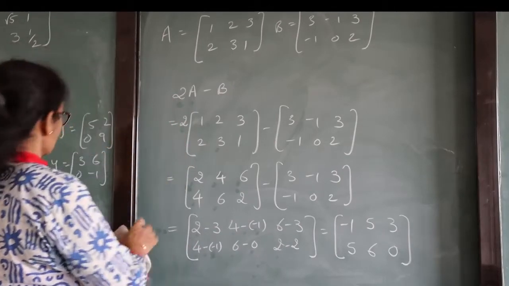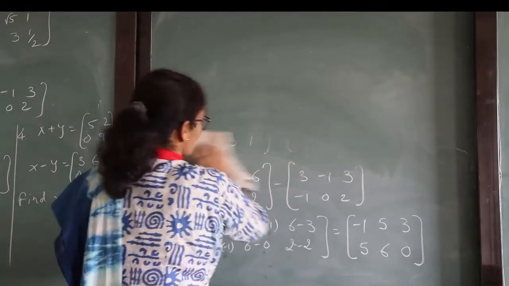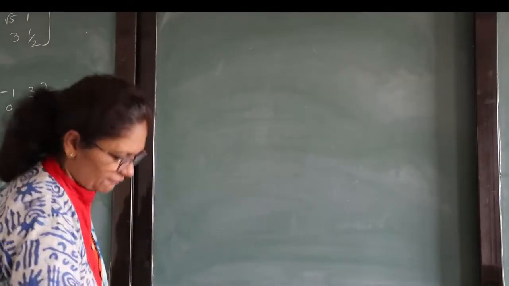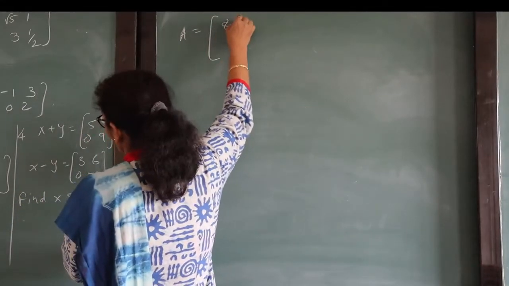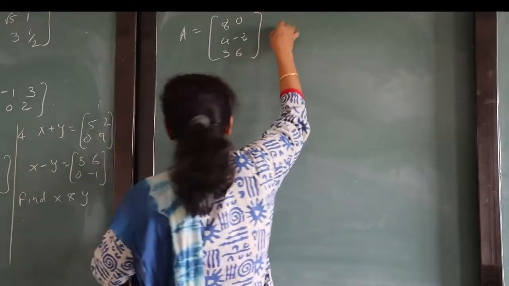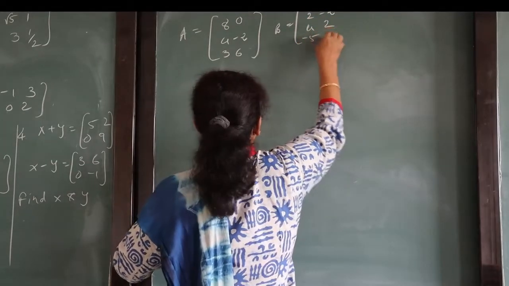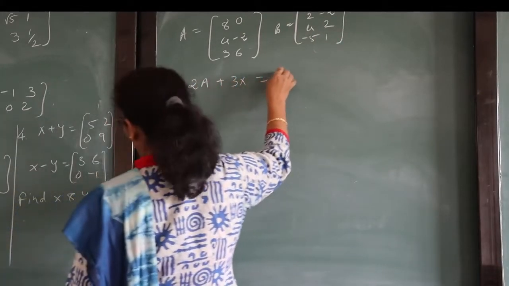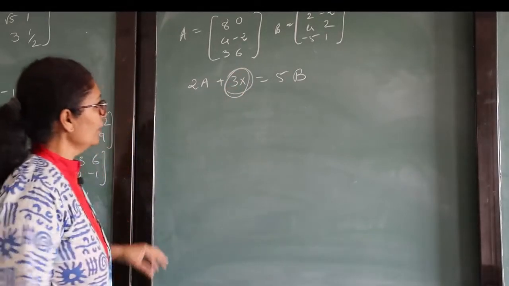Now we will discuss the next question. Again we have to find in rectangular matrices only, but with an unknown matrix. So how can we find it? Let's see, your question is, the matrix given is again rectangular. A is given, B is given, 2 minus 2, 4, 2 and minus 5, 1. Now your operation is 2A plus 3X equals 5B. Now we have to find X only. So how can we operate this?